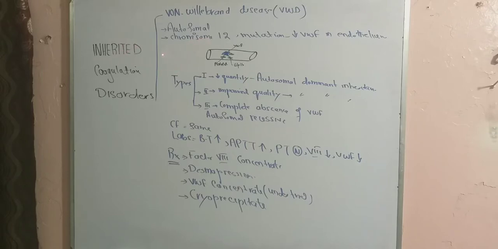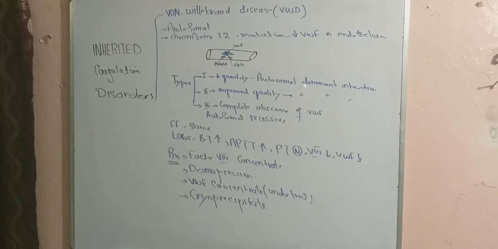Now, this von Willebrand disease can be subdivided into type 1, 2, and 3 based on the inheritance and also the problem. For example, in case of type 1, there is a partial lack or partial decrease in the quantity of the von Willebrand factor, and this is an autosomal dominant inheritance.